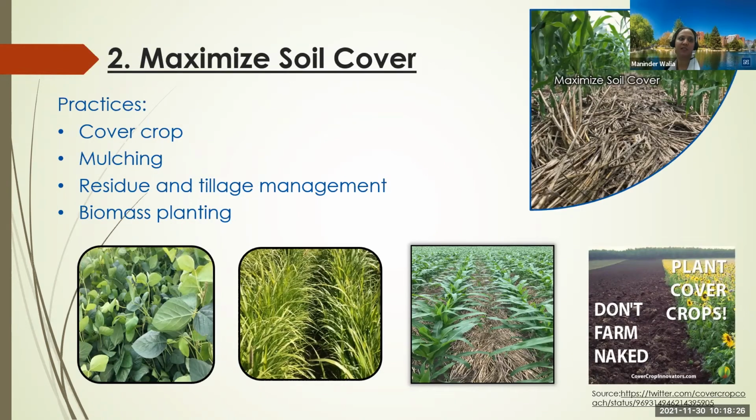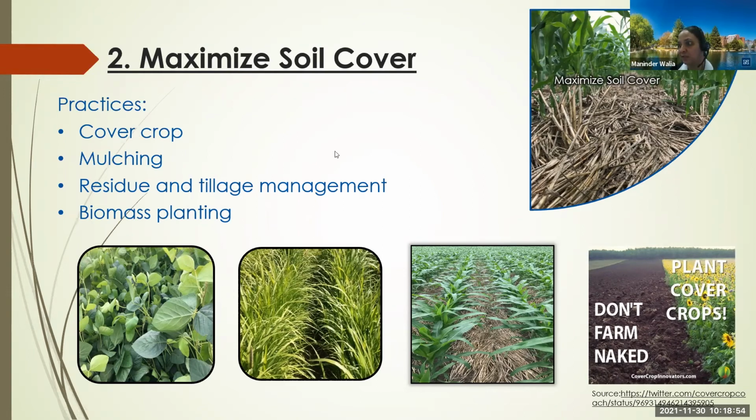The next principle that we'll discuss is how we can maximize the soil cover, as you can see in this image on the extreme right. The soil cover can be maximized by integration of cover crops, which is any type of plant that covers the soil. It reduces the brown gaps during the fallow period, especially during the summer or the winter when there is nothing growing on the land.